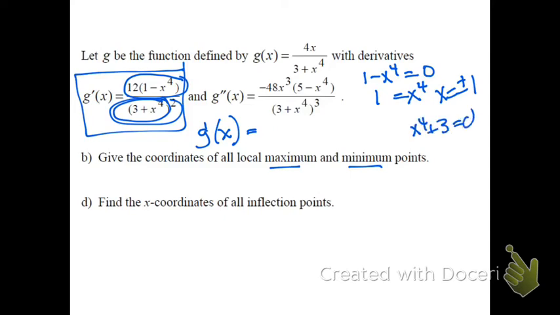When you solve that, subtract 3, get x to the 4th equals negative 3. And you cannot take the 4th root, just like you can't take the square root of a negative number. So that doesn't give me anything. So all I need to worry about is the 1 and negative 1.